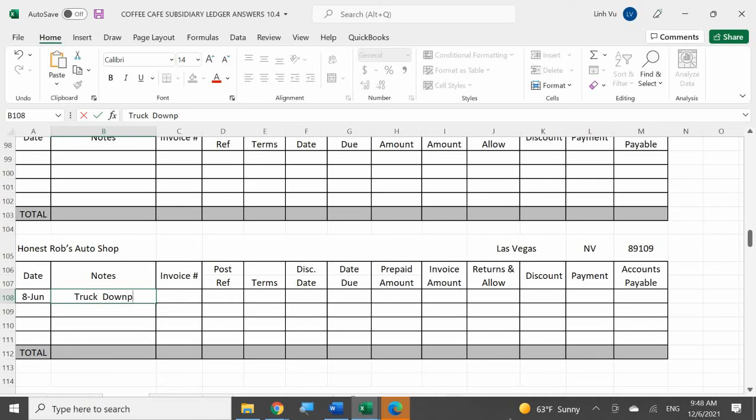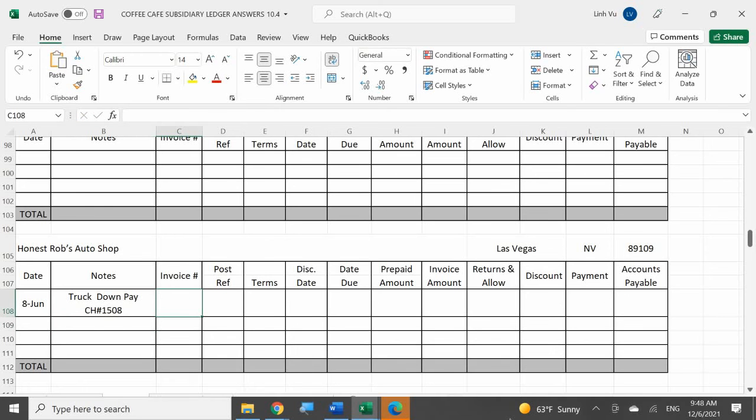What are you on right now? The subsidiary ledger. Okay. Check number 1508. Now in this case, invoice number, there was no invoice number. That's fine. You don't have to have one for this one. In this case, general journal number 2. Terms, again, you bought it at time of service. So this is where you have to pay attention.